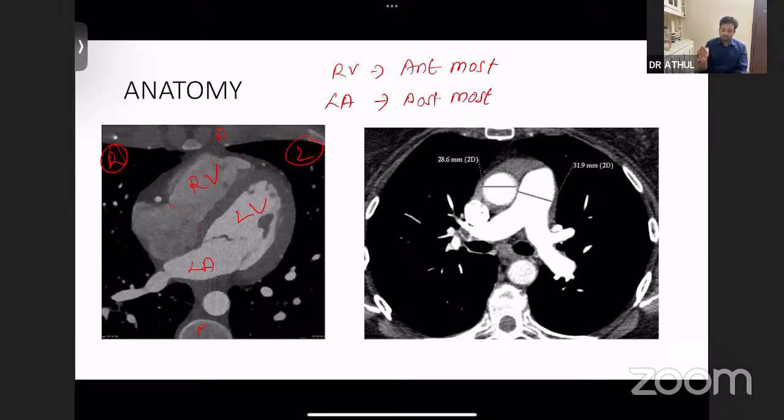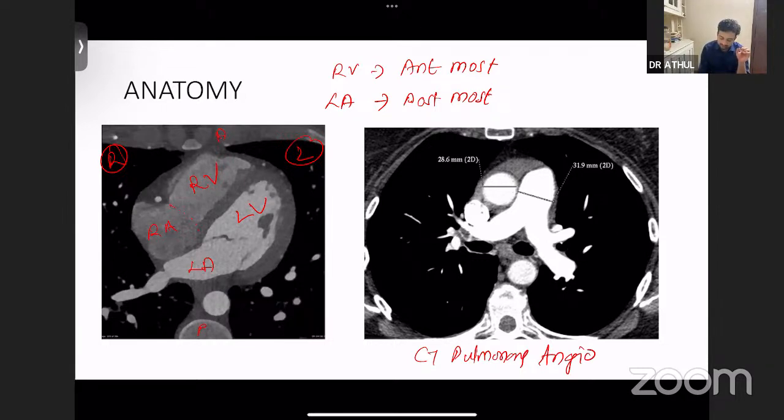Okay, so this is how you should remember. So this is the anatomy. So this is automatically the right atrium. So this is right atrium, right ventricle, left atrium, and left ventricle. Okay. Now coming to this, what is this investigation? This is CT pulmonary angiogram, which is the investigation of choice for pulmonary thromboembolism.